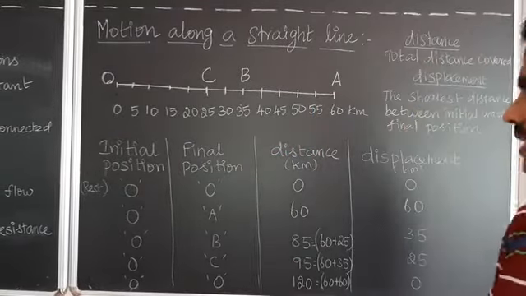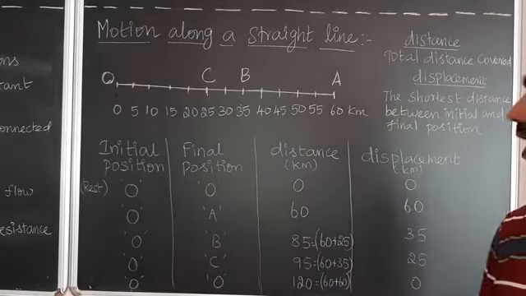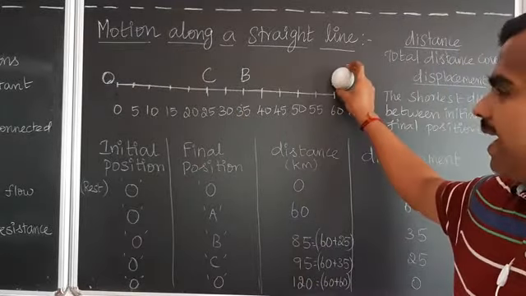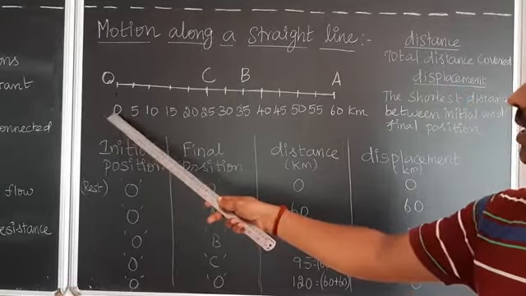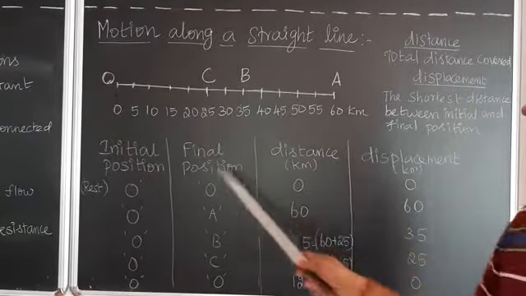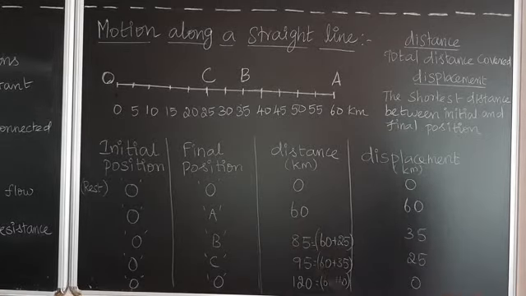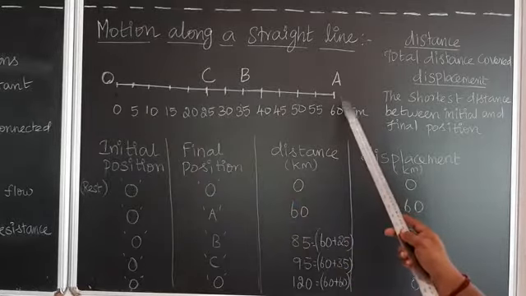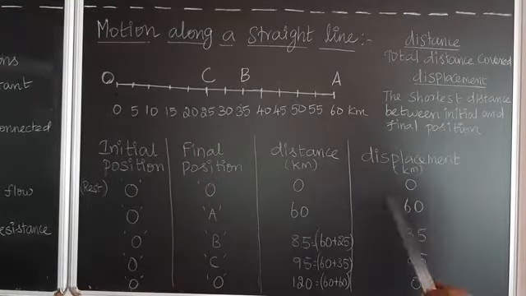In the second case, the initial position is O and the final position is A. The ball moves towards A and reaches A. What is the distance here? From 0 to 60, it covers 60 kilometer. What about displacement? The displacement is also the same, because there is no change in direction; it goes in a straight line. So the displacement is also 60.